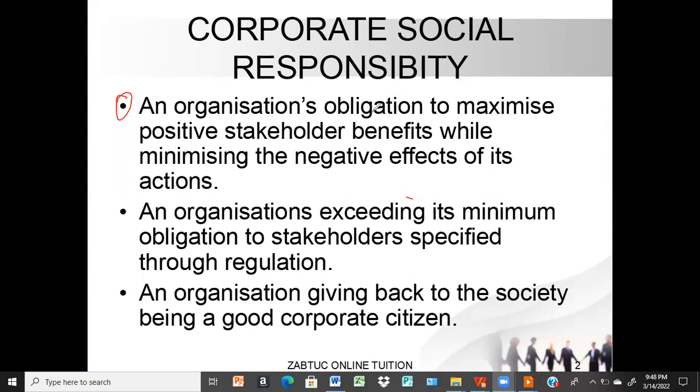An organization's obligation to maximize positive stakeholder benefits while minimizing negative effects of its actions. So basically, that's what the main idea behind the concept of corporate social responsibility. That's the main idea.